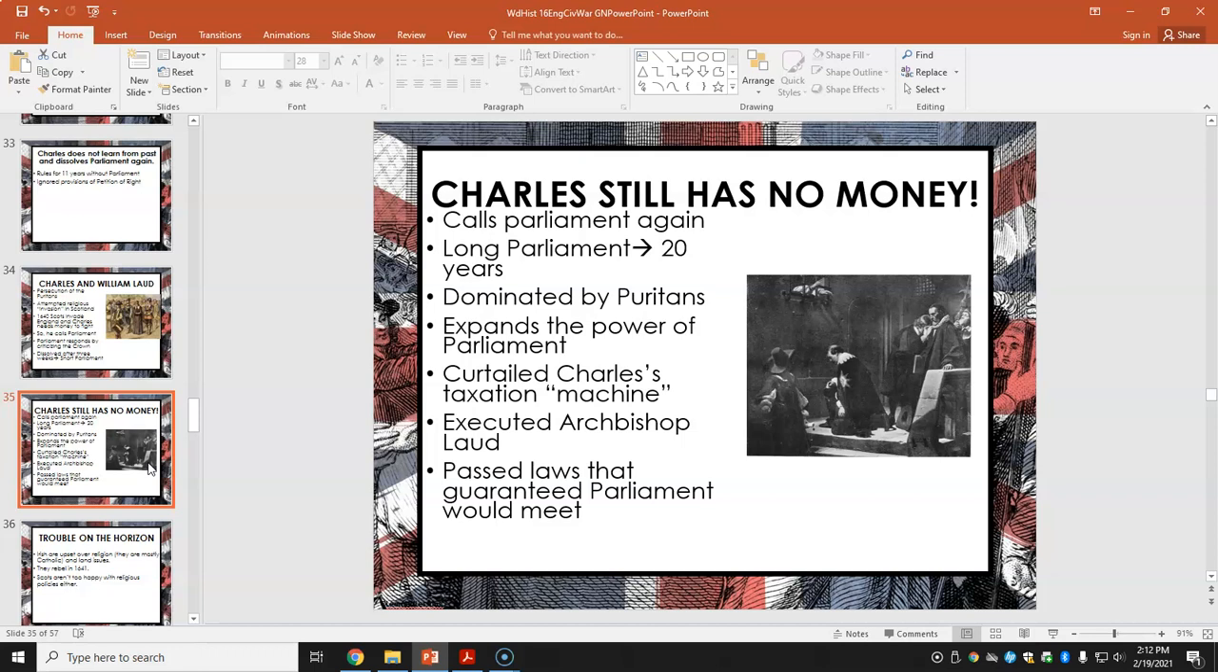It was dominated by the Puritans, and they expand the power of Parliament, which curtails Charles' taxation machine, because remember we said at this point they wanted to tax the people. All of that needed to go through Parliament before the king could just tax the citizens. So this gets rid of his taxation machine, where he was just taxing people left and right trying to make money. So he executes the Archbishop Laud, and he also passes a law that guaranteed Parliament would meet. So this is trying to troubleshoot and make things a little more peaceful.